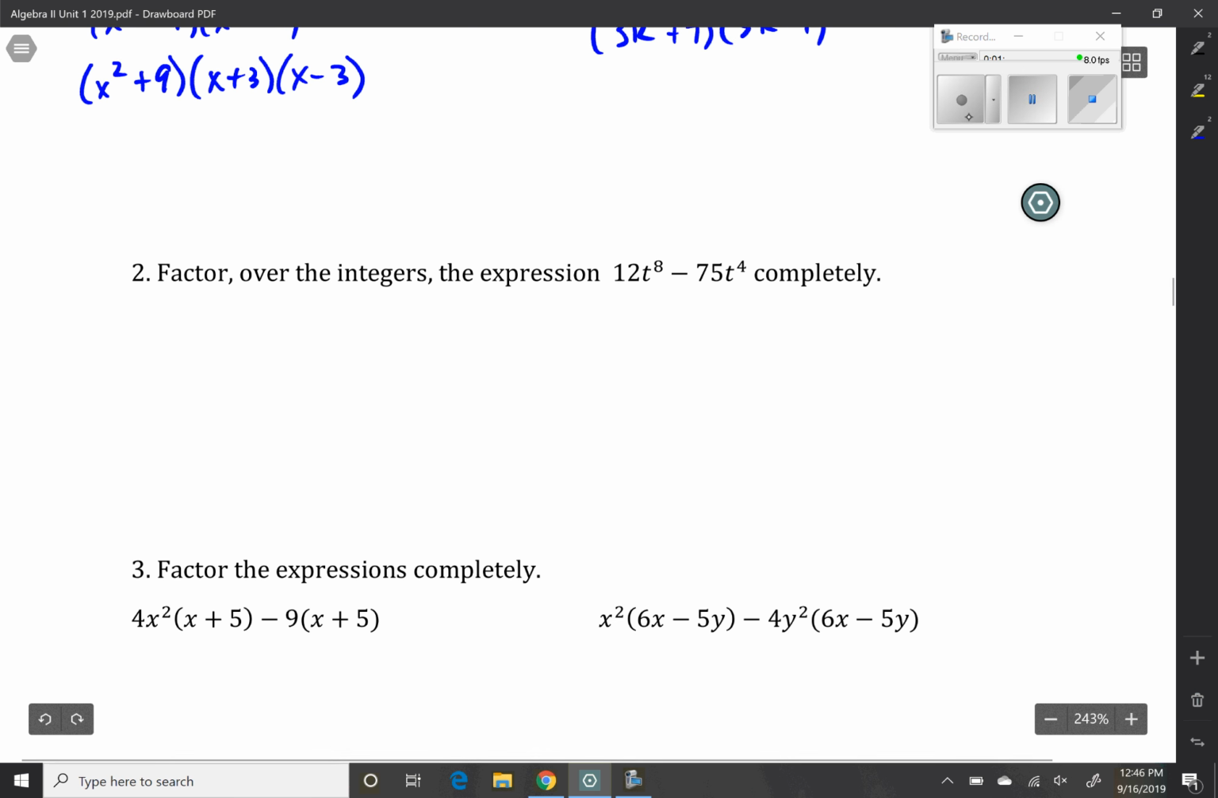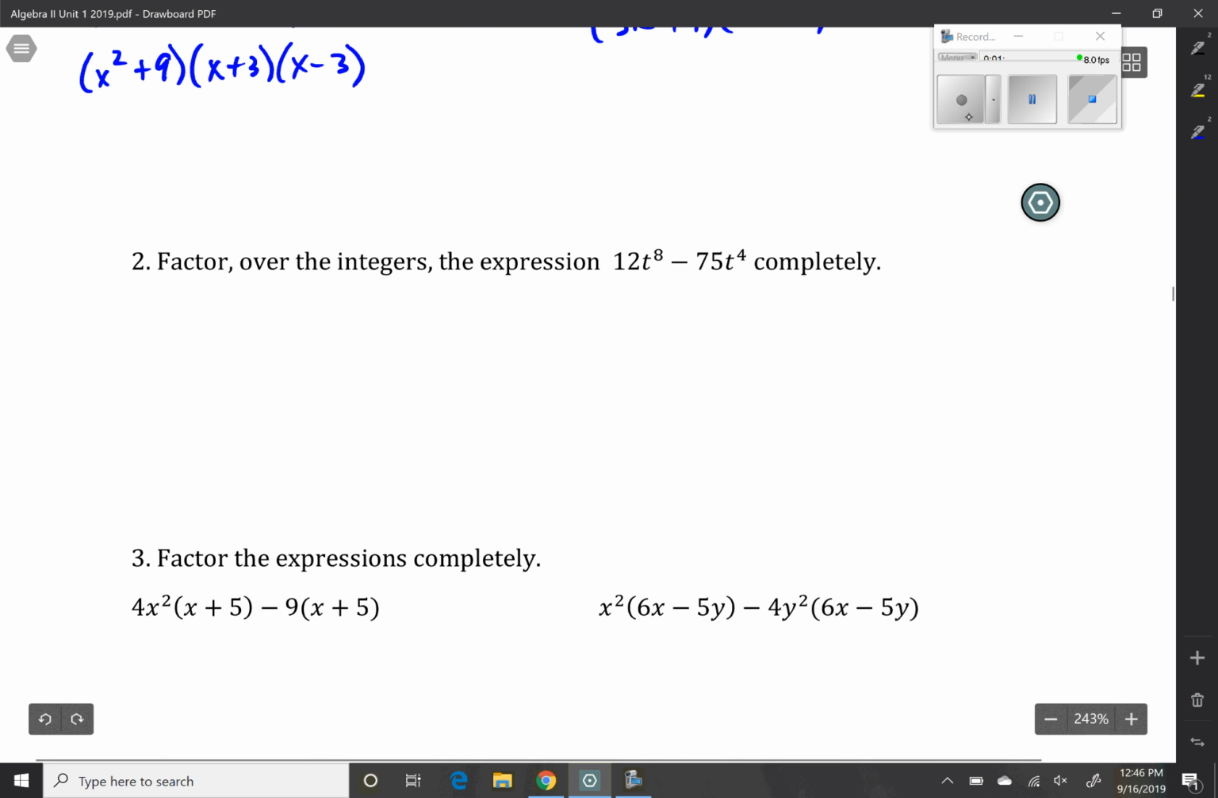Number 2 says factor over the integers. In this class, it has to say that, right? In Algebra 1, it did not because you only knew about integers, right? There will be some things here that we can do factoring-wise that are not just with integers, but that'll be for later on in the chapter.